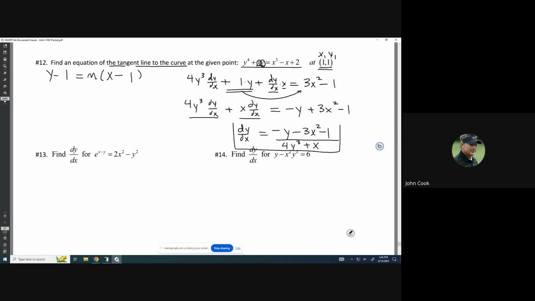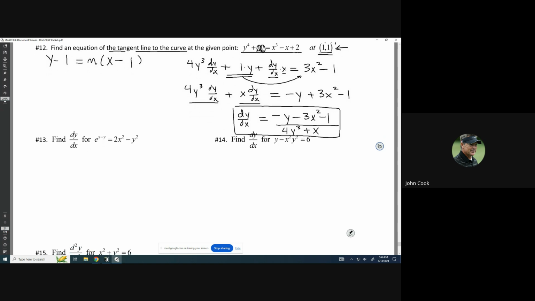But that's not all, because from the derivative, I need the slope. And to get the slope, I need x's and y's, and that's where I use my equation. So the derivative at this point, so dy dx when x is equal to 1 and y is equal to 1, is going to be the following. So I just write it up in the following way. I plug in 1 for y, plug in 1 for x in the equation. So negative 1 minus 3 times 1 squared minus 1 all over 4 times 1 to the third plus 1.